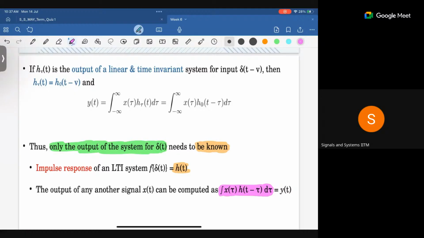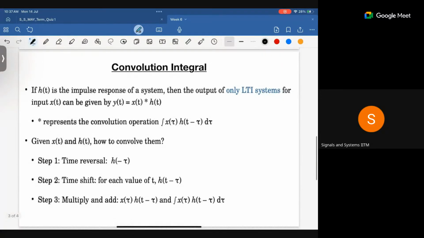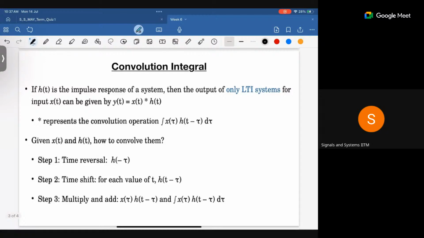In week 6, we will closely look into what this integral is called and how we compute it explicitly. This integral is called the convolution integral, and it is denoted by a star. So when we say x of t star h of t, this is what we mean: the integral, with limits from minus infinity to plus infinity, and the limits are for the variable tau, not for t.